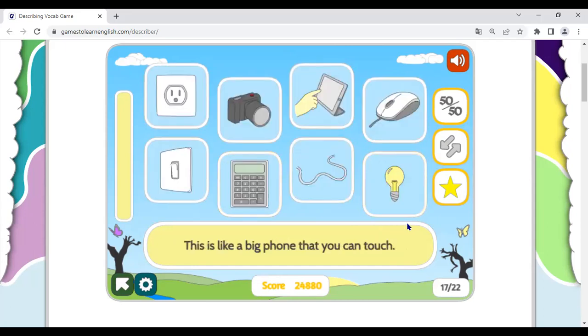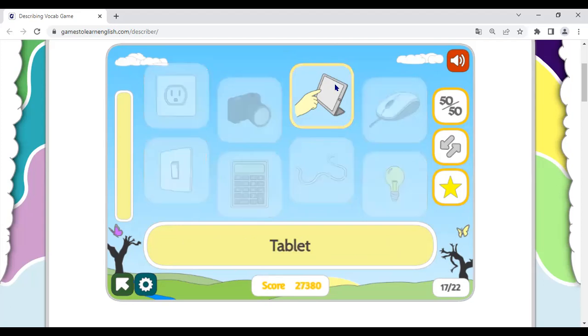This is like a big phone that you can touch. Yeah. It's like a phone, but bigger. Speaker? No, we don't have a speaker here. This is like a big phone. Yeah. Tablet. Exactly. Yes, it's correct. Tablet.